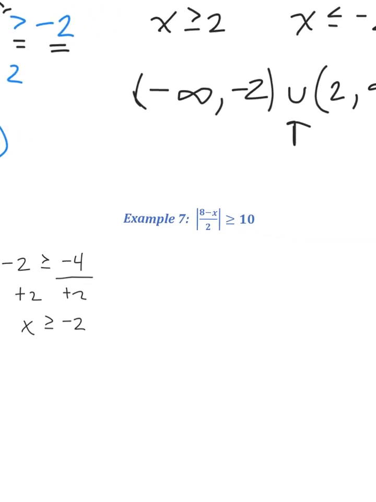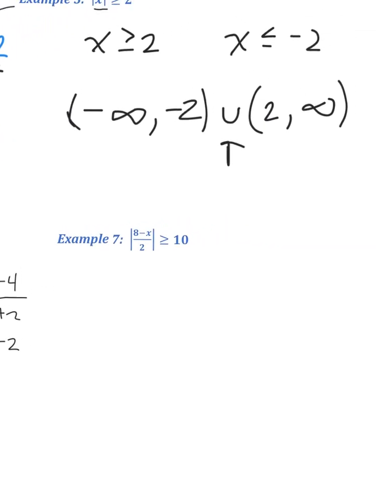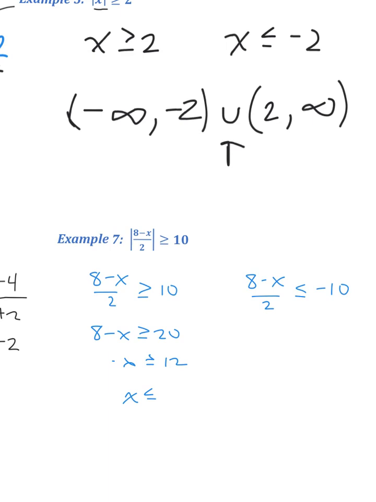All right, last example for this one. So again, if I follow the rule, I write 8 minus x over 2 is greater than or equal to 10, and then I write 8 minus x over 2 is less than or equal to negative 10. And then I'm just going to simply solve it. So 8 minus x is greater than or equal to 20. I am going to subtract the 8 and get negative x is greater than or equal to 12, divided by a negative 1, which flips the inequality, and I get negative 12.